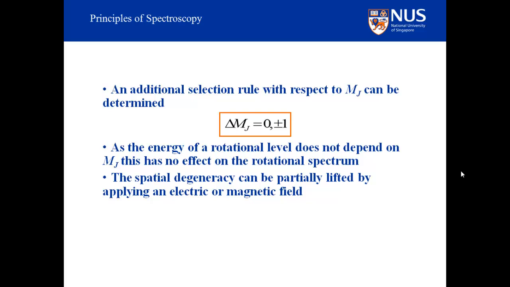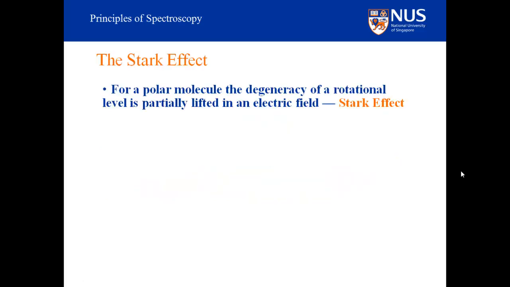If I apply an electric field in a particular direction, there's going to be an interaction between my dipole moment in the molecule and the external electric field, and the interaction now does depend on the spatial orientation, and so the energy of the system will depend on the MJ quantum number, and the selection rule with regard to MJ will affect the rotational spectrum. The lifting of the degeneracy can be seen in a special effect known as the Stark effect.